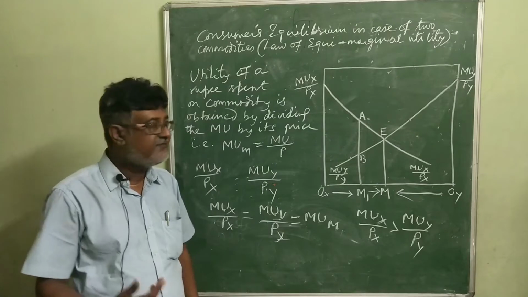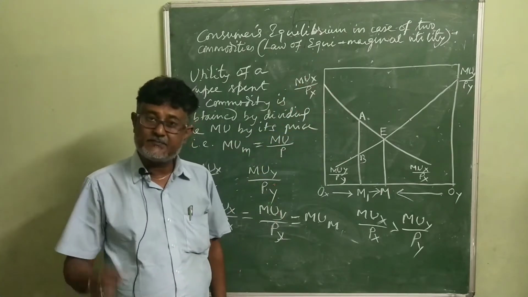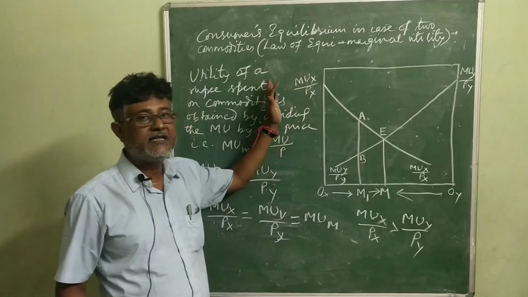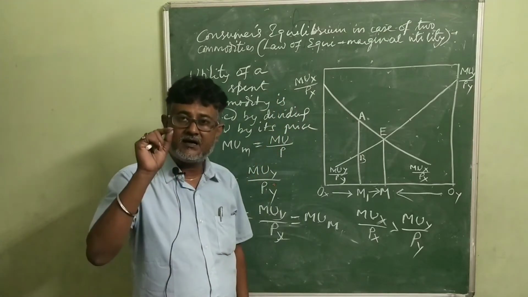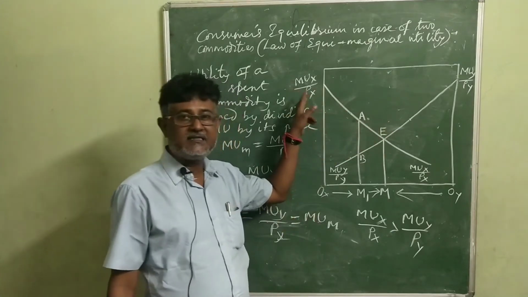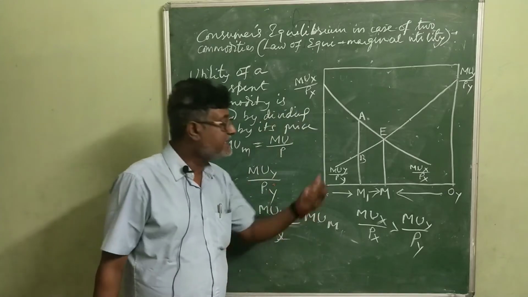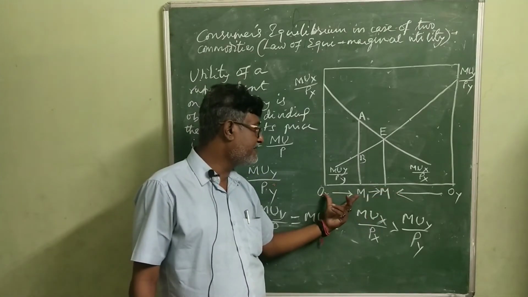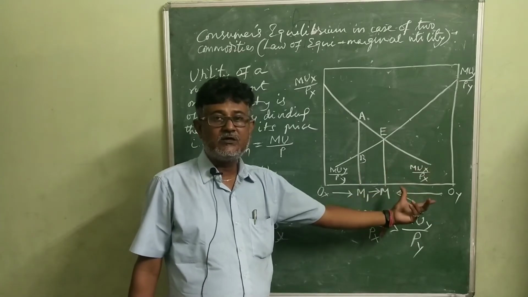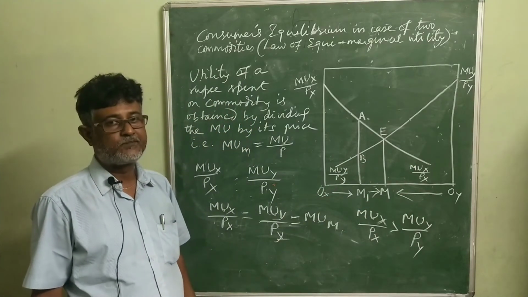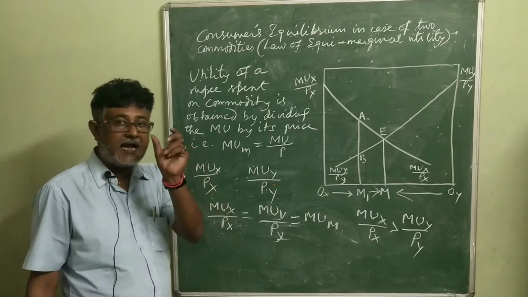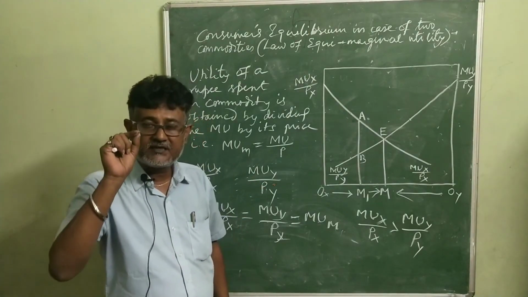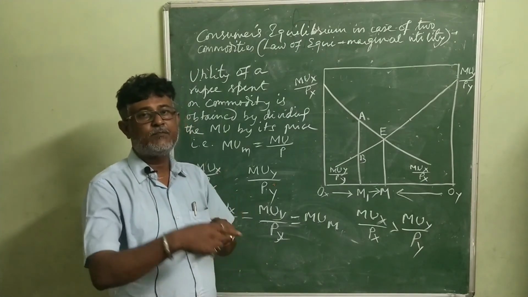On the other hand, if MUY by PY is greater than MUX by PX, it means that the consumer is getting more satisfaction from the consumption of Y than that of X. That means the utility derived from a rupee spent on commodity Y is more than the utility derived from a rupee spent on X. So in that case he will increase the consumption of Y till he reaches equilibrium. You must remember that at this position, when the consumer is at equilibrium, he does not have the tendency to substitute it by the other commodity.